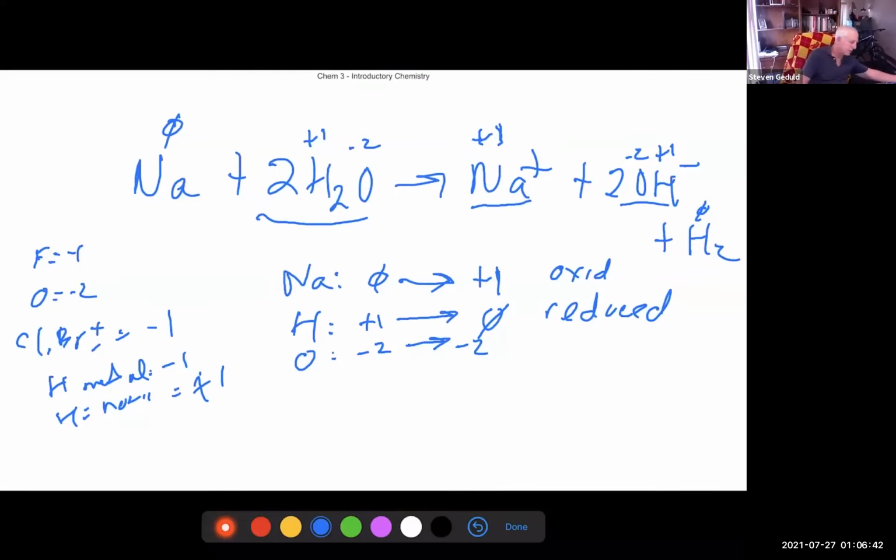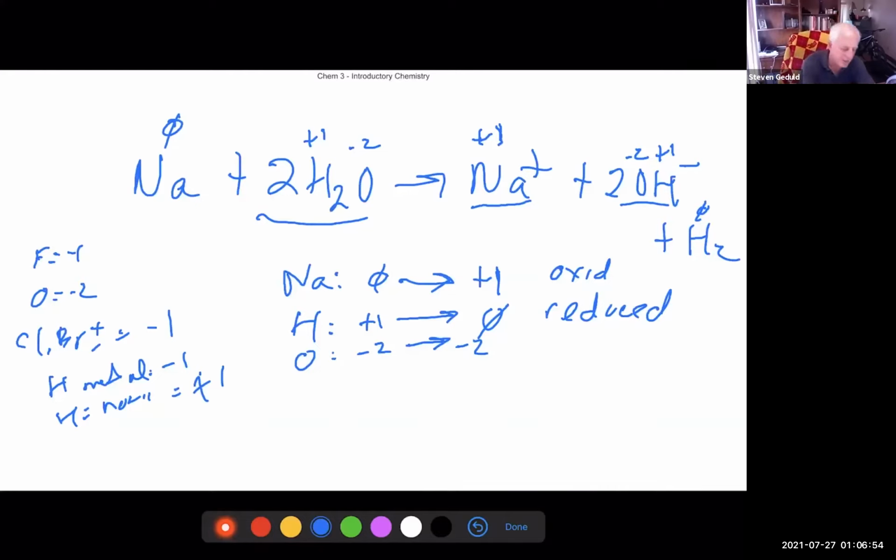So those are our rules, and we can determine what's being oxidized and what's being reduced. I guarantee you'll see that on your final exam. Now you also have to find oxidation numbers in a compound. So let's take an example from your book. Let's do an easy one first.